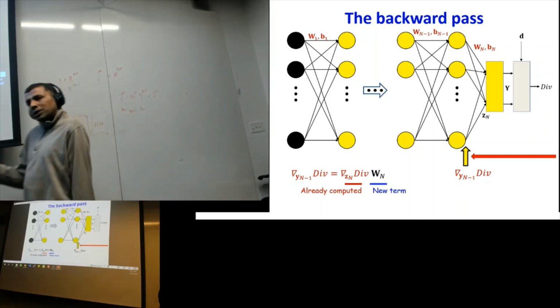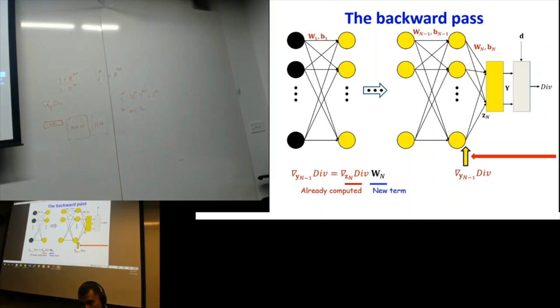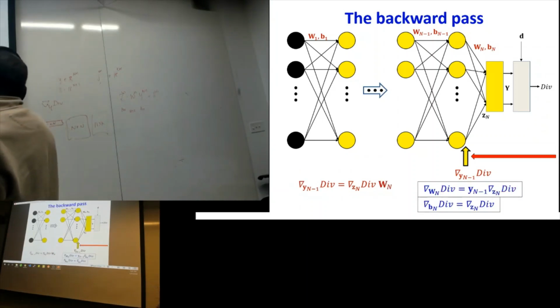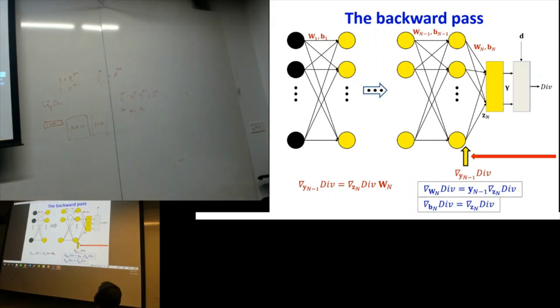And what would the dimensionality of the result be? It's going to be 1 cross k. And this makes sense because now you are taking the derivative of the divergence with respect to a k-dimensional column vector. The result is a k-dimensional row vector. I can also compute the derivative of the divergence with respect to the weights.